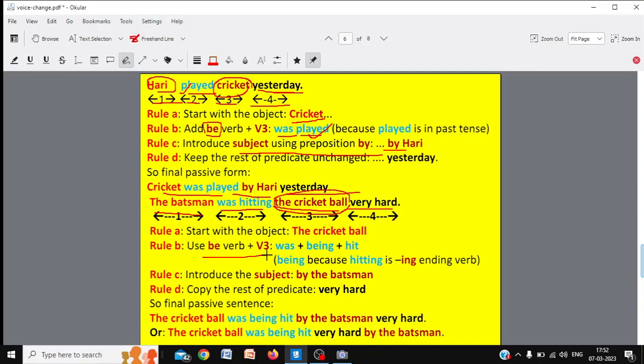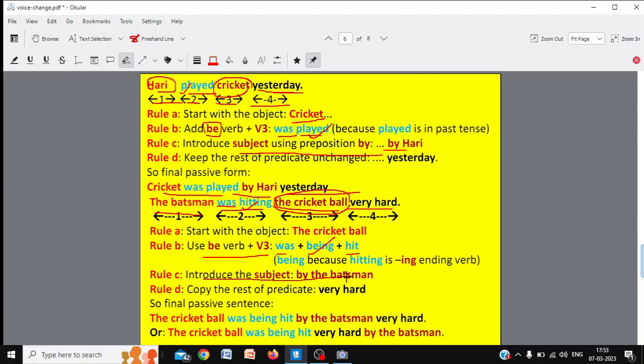Use the be verb and V3. Hitting or hit, that is the main verb. The V3 is hit. Because it is past tense, we are using was. But here we have an ing form, so the be verb should also be in ing form. So we are using being. We have here an ing form, hitting, so here also we need the be verb in ing form. So we are using being.